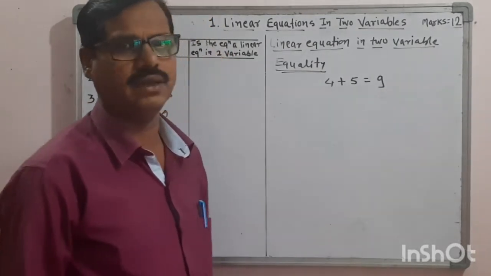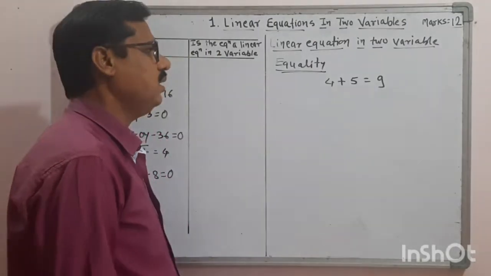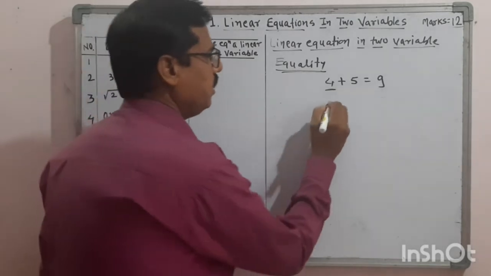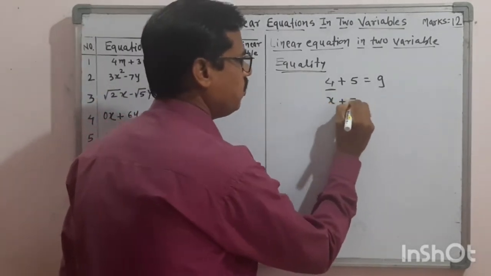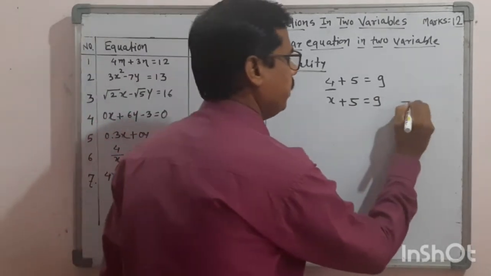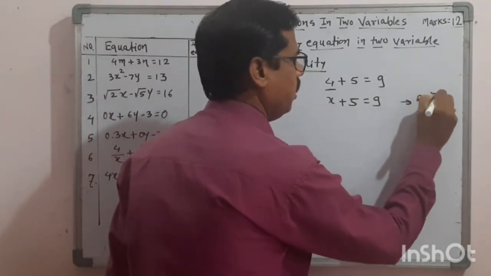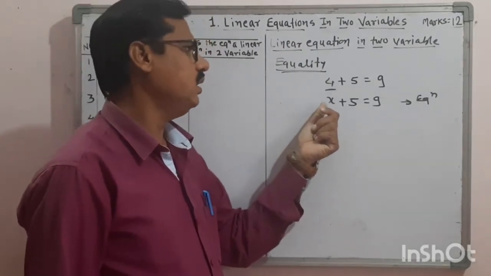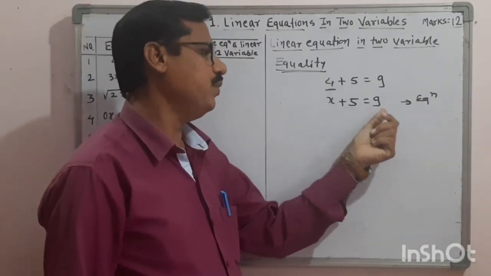Now, equality: if a number is replaced by a variable, what we get is x + 5 = 9. This is the equation. Here we use one variable, therefore this is the linear equation in one variable.